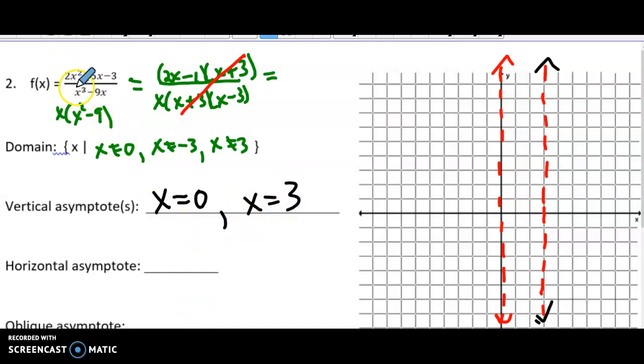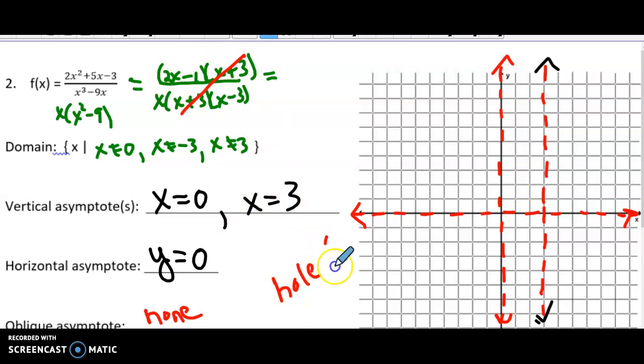Now my horizontal asymptotes, I look at the degrees. This is a second degree divided by a third degree. 2 is less than 3. The numerator's degree is less than the denominator's degree. That means my horizontal asymptote is at y equals 0. Okay, oblique asymptote, none. However, there is going to be a hole in the graph at negative 3, something.